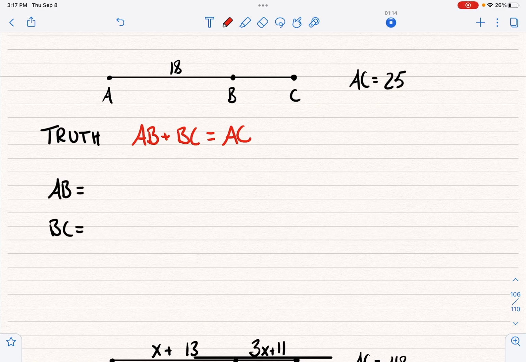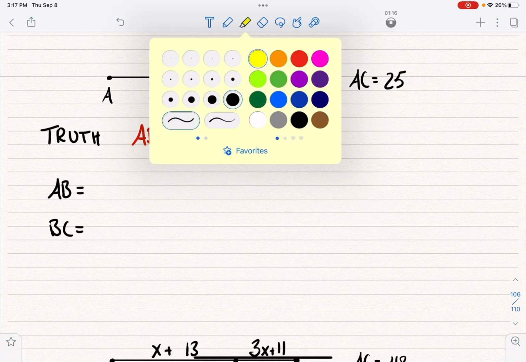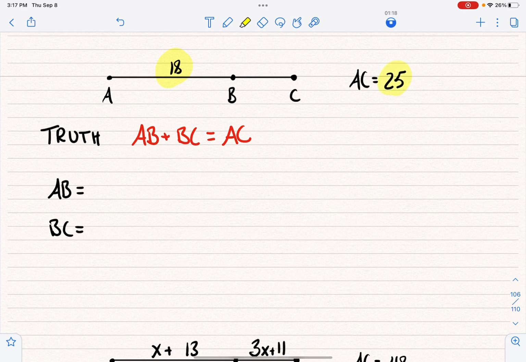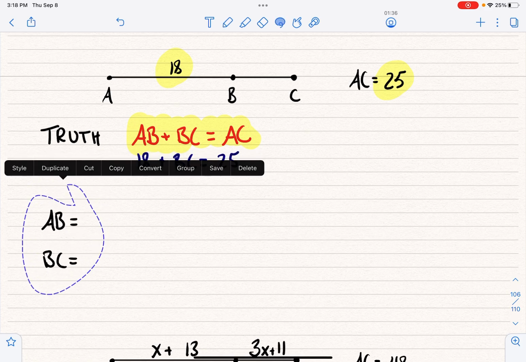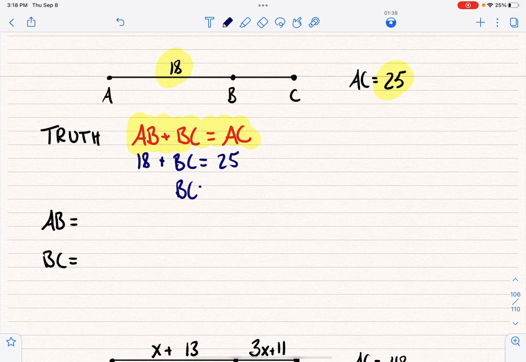Now, we're told that the length of segment AB is 18. We're told that the length of the whole thing is 25. So if we start with this true statement right here, we can just plug in what we know and solve from there. We would know that the length of AB is 18. We don't know what the length of BC is, but we know the length of AC is 25. If you subtract the 18 from both sides, then you will get that the length of BC has got to be 7. So therefore, BC is 7, AB we already know is 18.